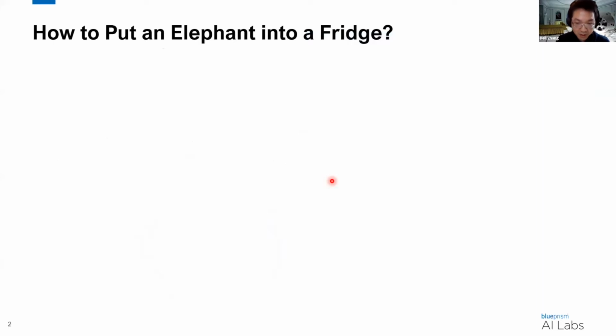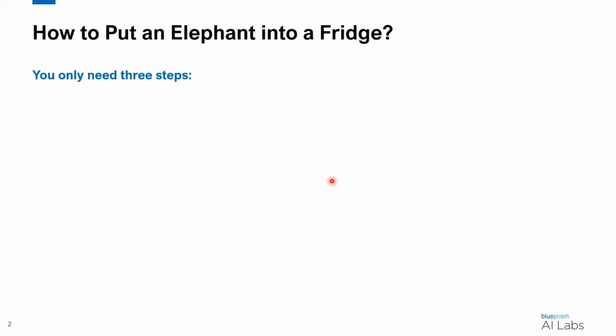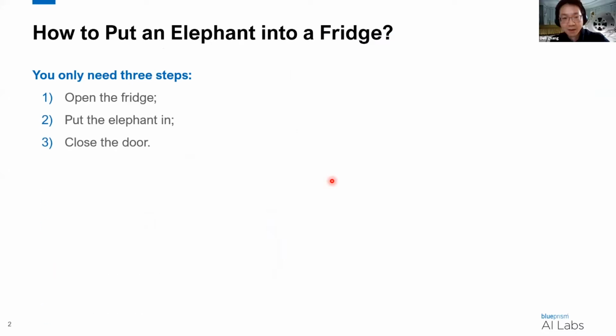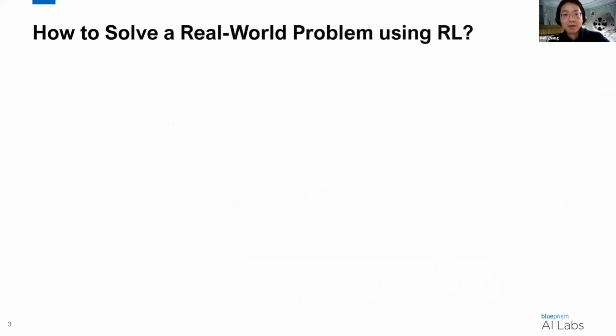To make use of reinforcement learning for a real-world problem like information retrieval, it's similar to solving problems like putting an elephant into a fridge. You only need 3 steps. Open the fridge, put the elephant in, and close the door.